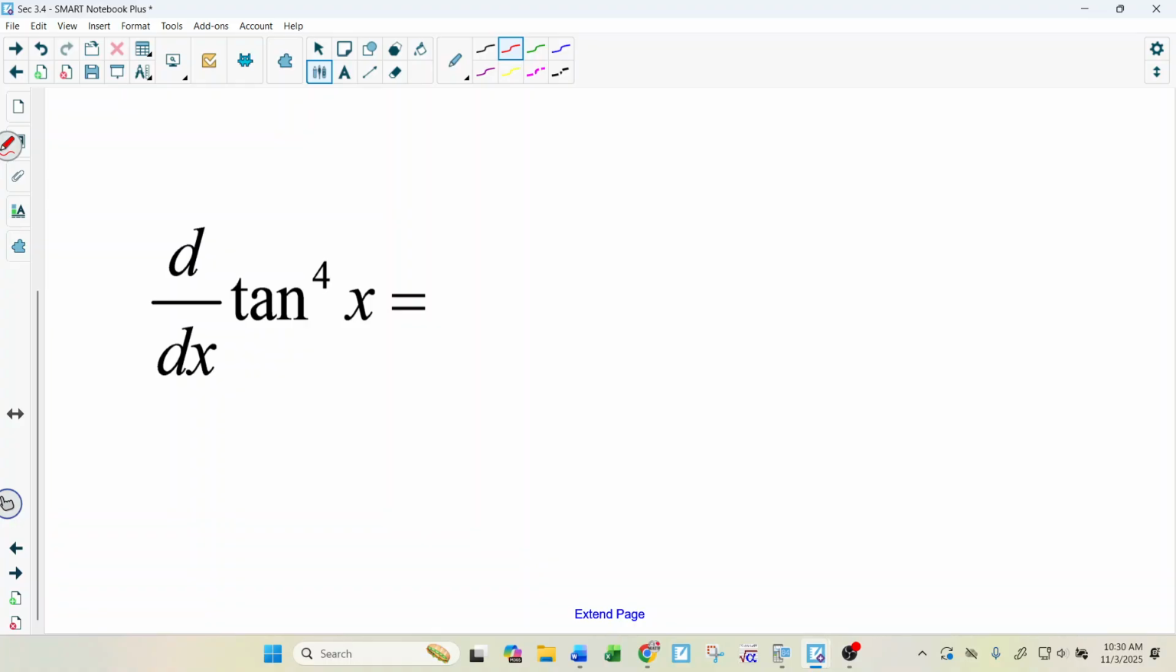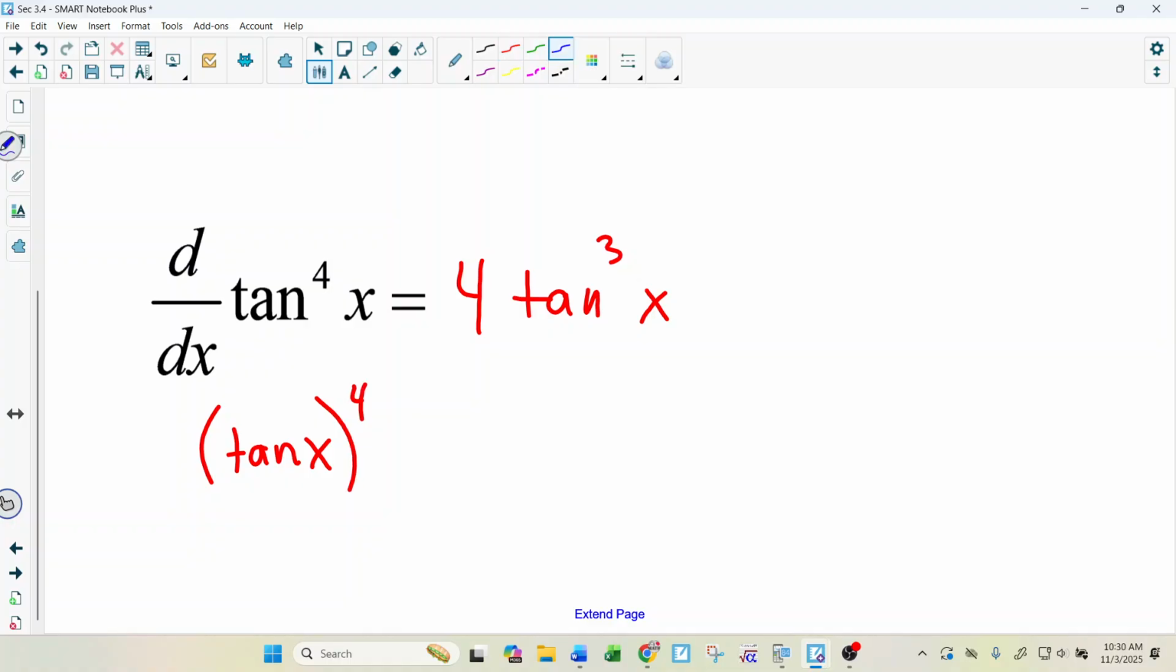Tangent to the 4th of x. Now, I'm just going to say, okay, the derivative, bring down the 4, subtract 1, and I get to there. That is the derivative of the outside. Right? It may help if you want to think about this kind of like that. Bring down the 4, subtract 1, times the derivative of the inside, which the inside here is tangent.